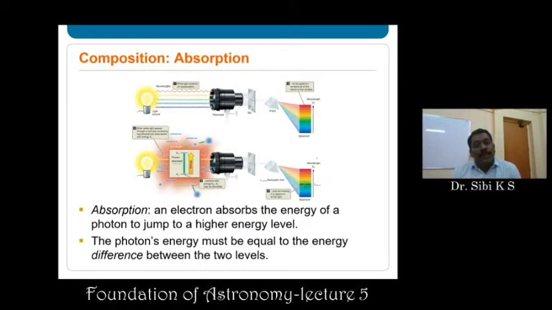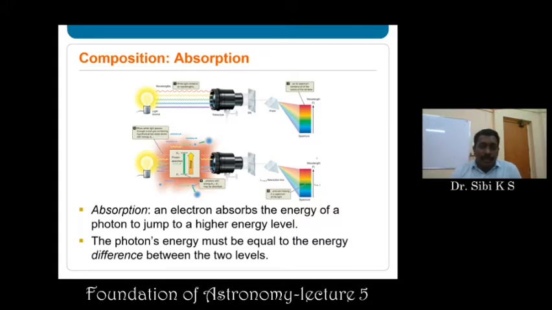Now, what is absorption spectra? An electron absorbs the energy of a photon to jump to a higher energy level. The photon's energy must be equal to the energy difference between the two levels for absorption to happen. A schematic is shown here. You can see a light source which emits white light. It contains all wavelengths. So if you look through a telescope, slit and a prism, you can see a continuous spectrum containing all the colors of the rainbow.